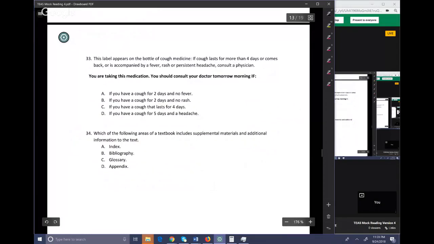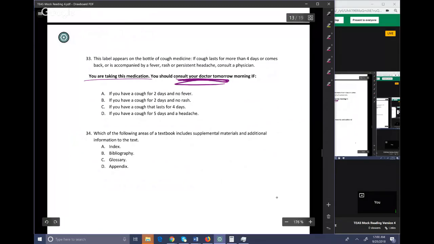33, this label appears on the bottle of cough medicine. Here's some cautions. There's always one like this. They all vary a little bit. And then it always says, you're taking this medication or somebody is, you should consult your doctor if, or it'll say you shouldn't take this if.